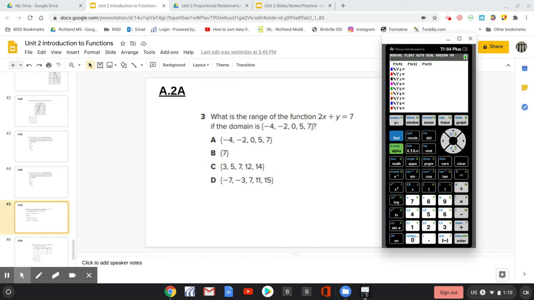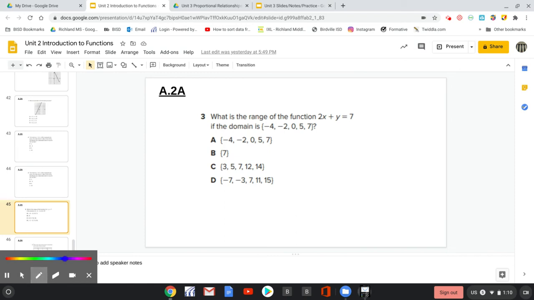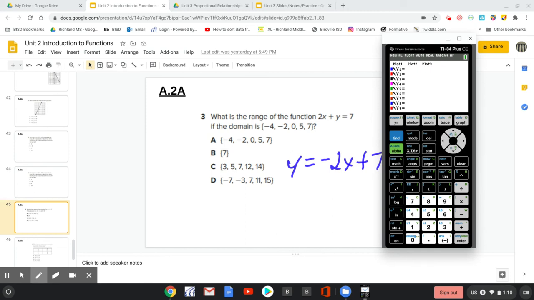I'm sorry. We need to hit y equals. And I believe our equation was y equals negative 2x plus 7. So I'm going to put that in the calculator. Negative 2x plus 7. And I'm going to hit second table. And I'm going to look on there and I'm going to see when x is negative 4, it's going to tell me what y is.